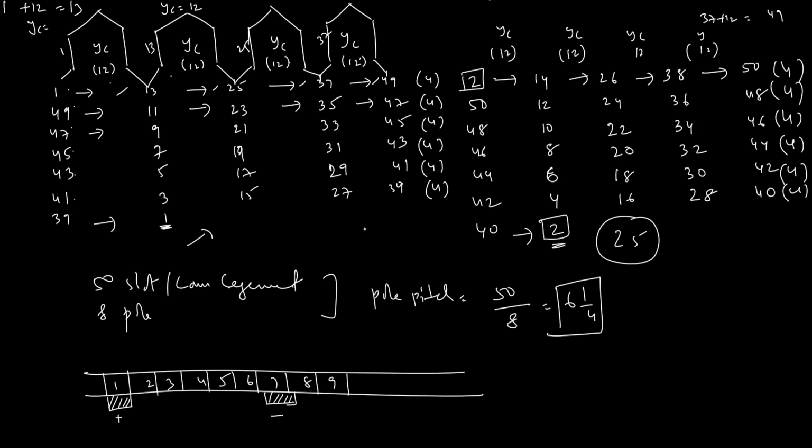This would have been in simplex winding. But in duplex, what we have to do is extend the brush so that it short circuits both segments, 7 and 8, and 1 and 2, like this. It should occupy 2 segments.